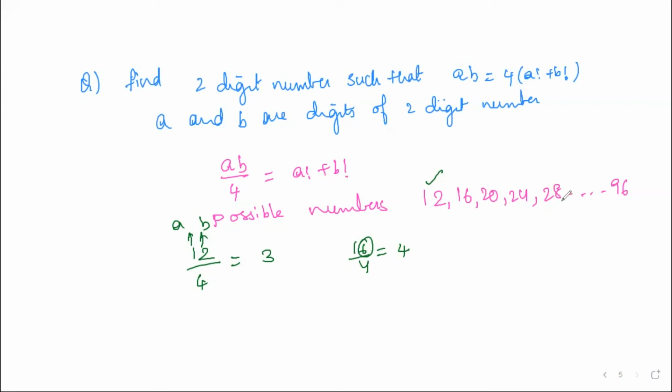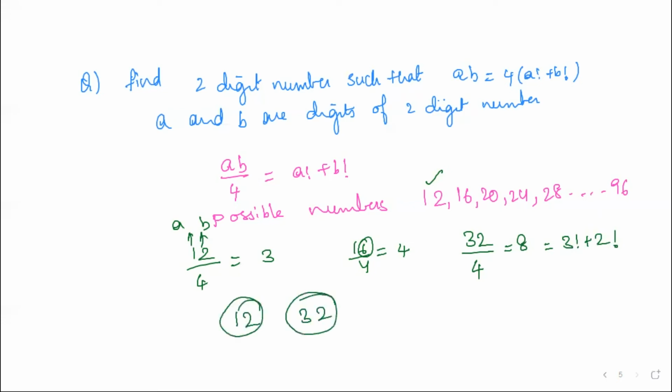So when we keep checking all the values, there is another number, 32. 32 divided by 4 is 8, and that is also equal to 3 factorial plus 2 factorial. So the only two possible numbers which satisfy the given condition are 12 and 32.